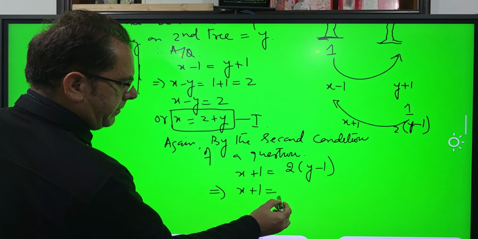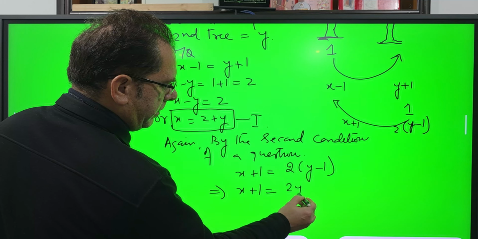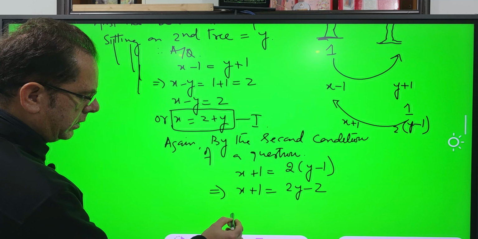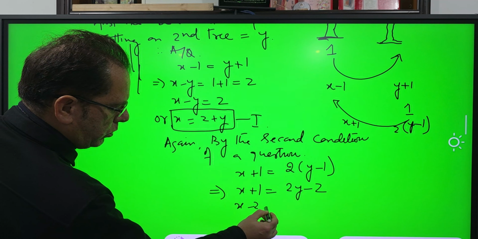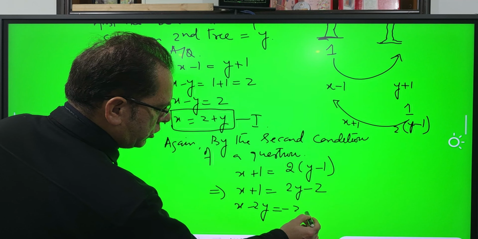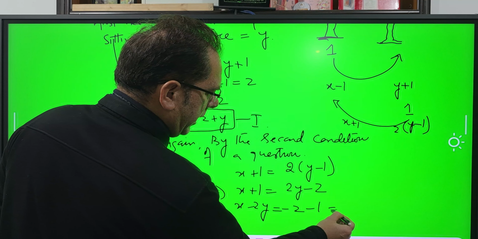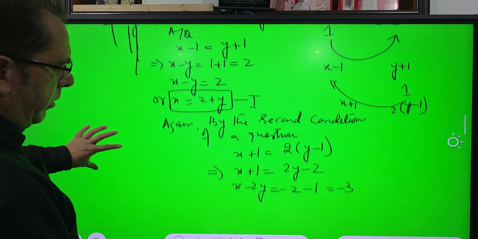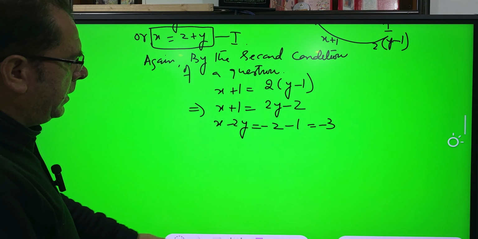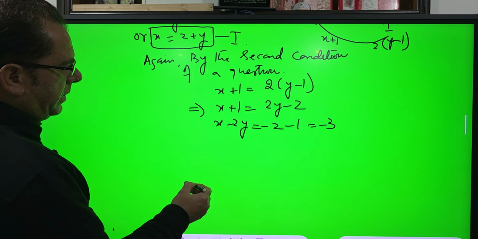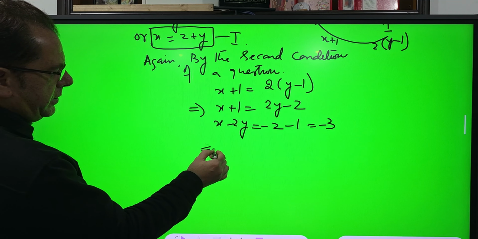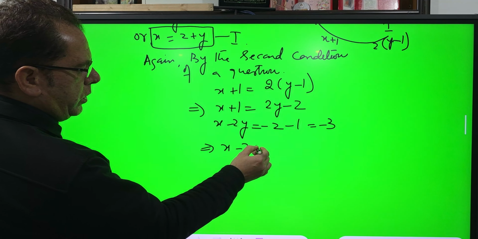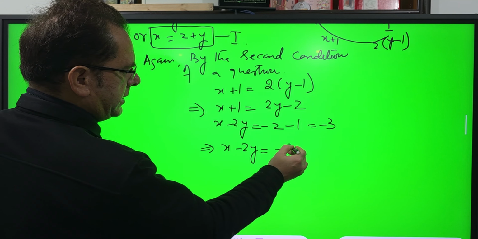So it implies that x plus 1 is equal to 2y minus 2. So x minus 2y is equal to minus 2 minus 1, so that will equal minus 3 here. So further it implies that x minus 2y is equal to minus 3.